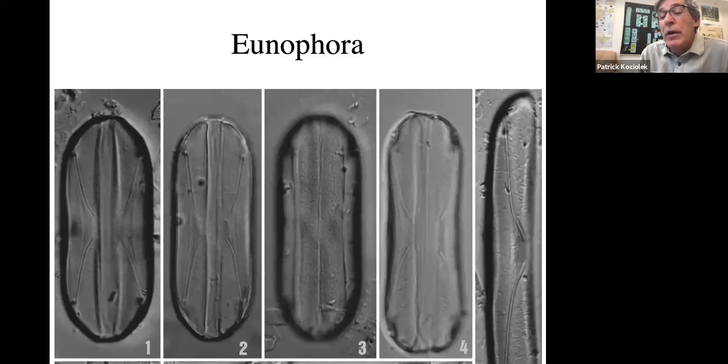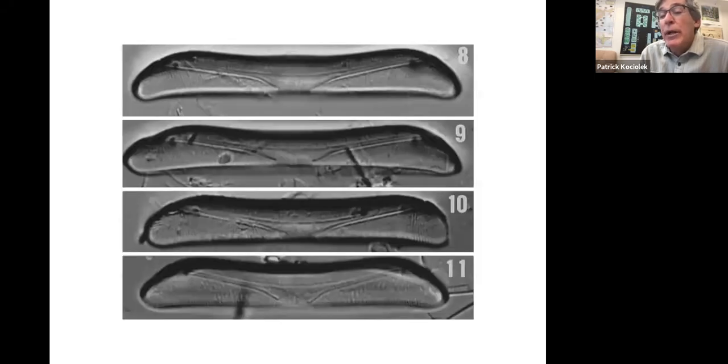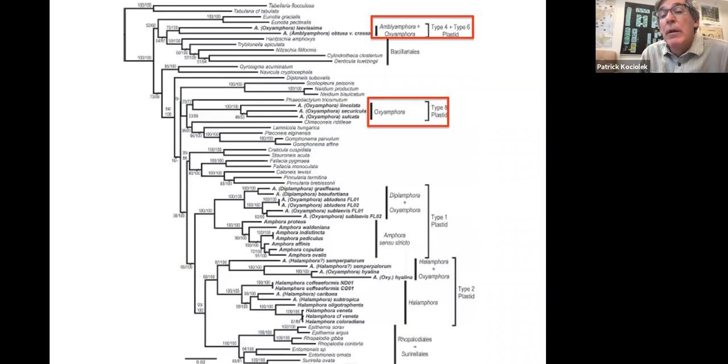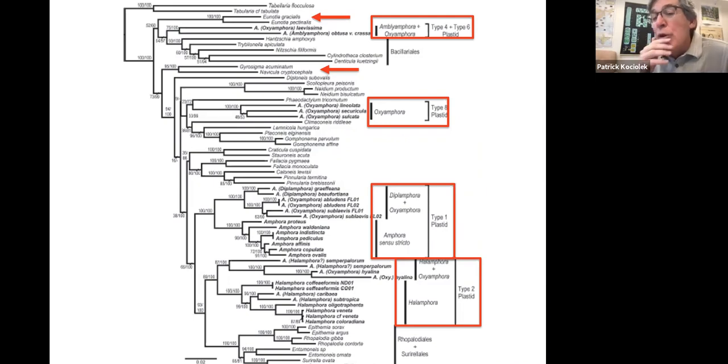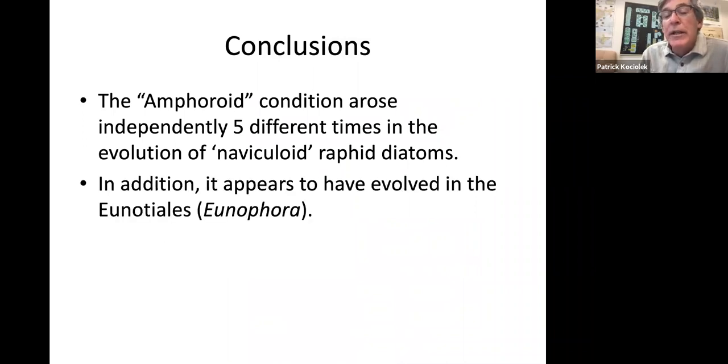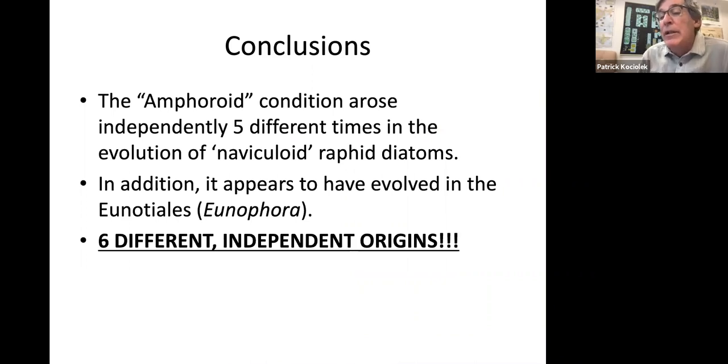So four plus one. There's the genus Undatella that is amphoroid, but it has labiate processes. It's a eunotioid diatom. And there are others that have described eunotioid diatoms with amphoroid symmetry. I think Mark Edlund has done that as well. So at least six times in the raphid diatoms has this complex morphology evolved independently. So at least five, if you include Eunotiales, probably six or maybe seven different independent origins of that feature.